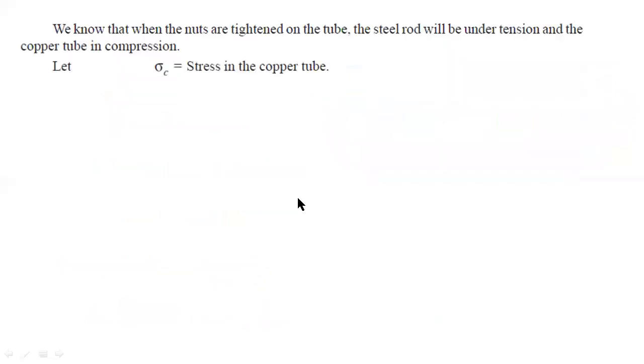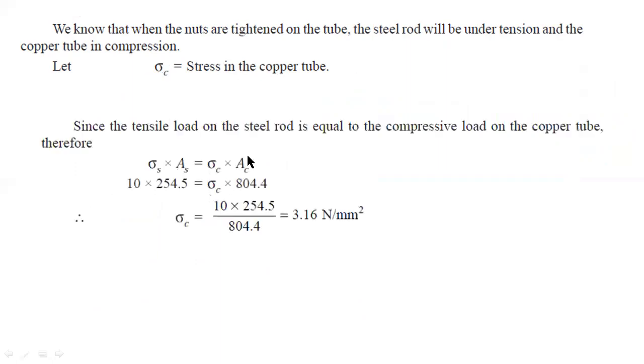Here, sigma c is the stress induced in the copper tube. You have to find out the value of sigma c. Already sigma s is given, that is the stress induced in the steel rod. But by using all these values, you have to find out the stress induced in the copper. So here this is the formula for the load acting on the steel rod.